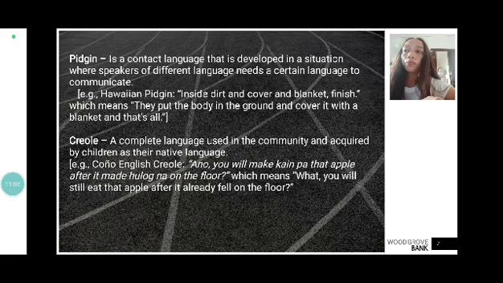And lastly, we have Creole. Creole is a complete language used in the community and acquired by children as their native language. Creole is a mixture of two different languages. Here in our example, we utilize the Chavacano English Creole: "Ano, you will make kain pa that apple after it made hulog on the floor," which means that you will still eat that apple after it already fell on the floor.